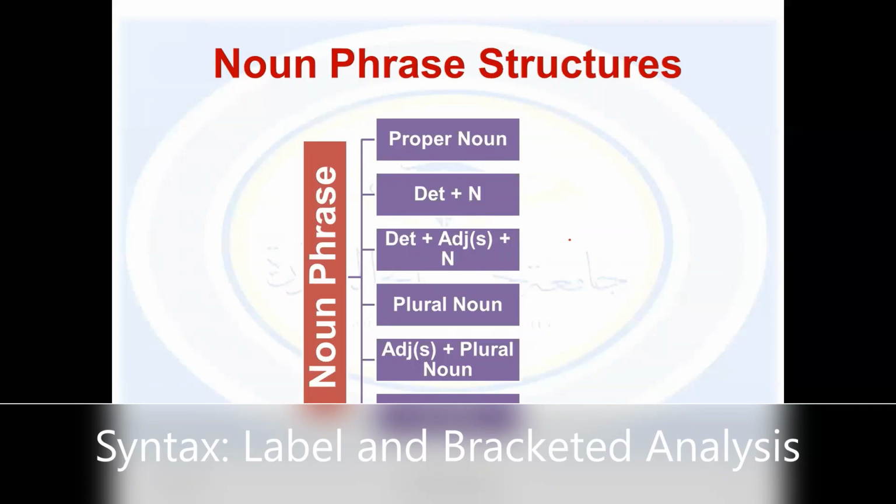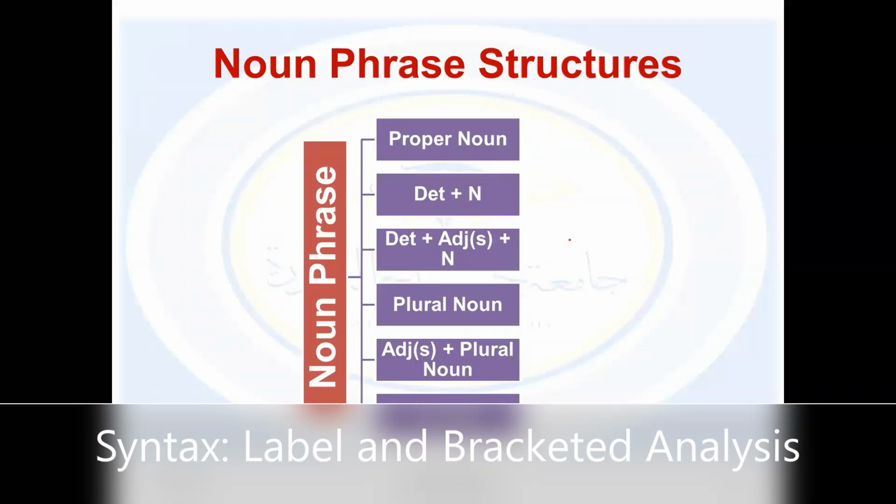It can be, for example, the man, the plus man. A boy, a plus boy. A is a determiner and boy is a noun. The third structure of the noun phrase includes determiner plus adjective or adjectives, one or more, plus noun.